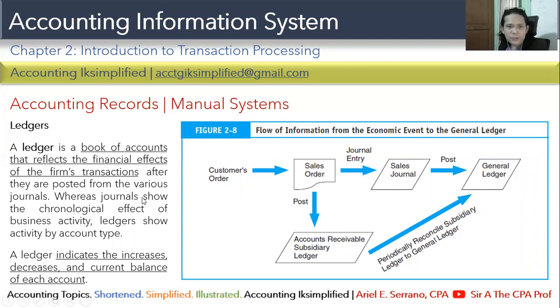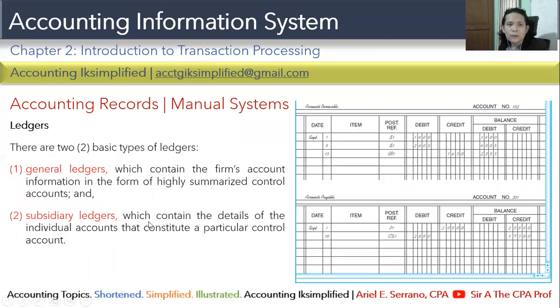Whereas journals show the chronological effect of the business activity, ang ledger naman shows activity by account type. Okay? Now, meron tayo dalawang klase naman dito. Kung sa journals, meron tayong special and general, dito naman meron tayong general and subsidiary. Ang general ledger, ito yung control account natin, summarized control accounts.